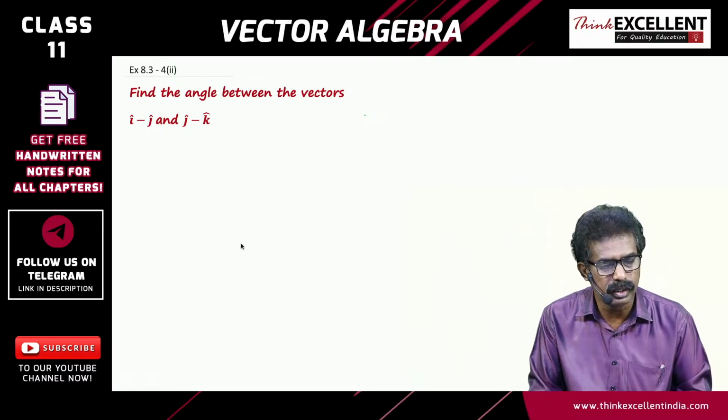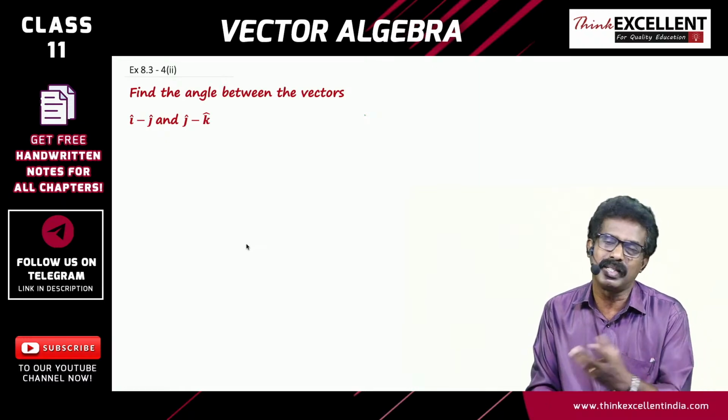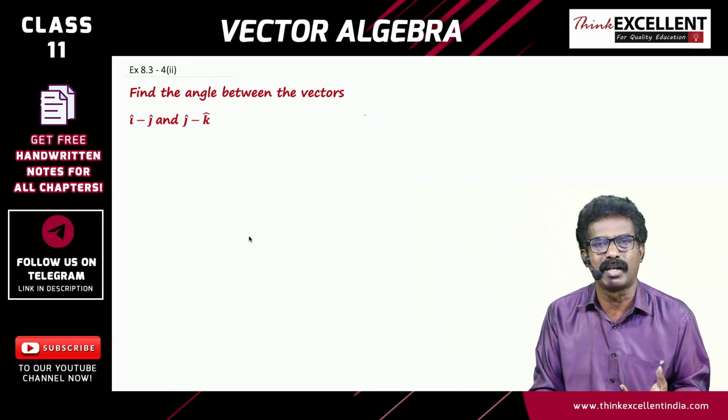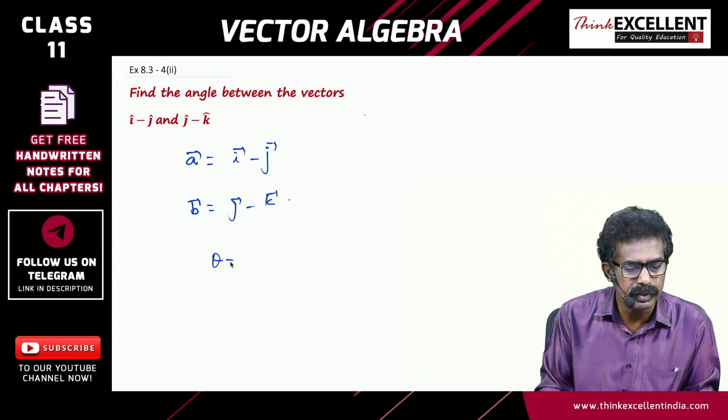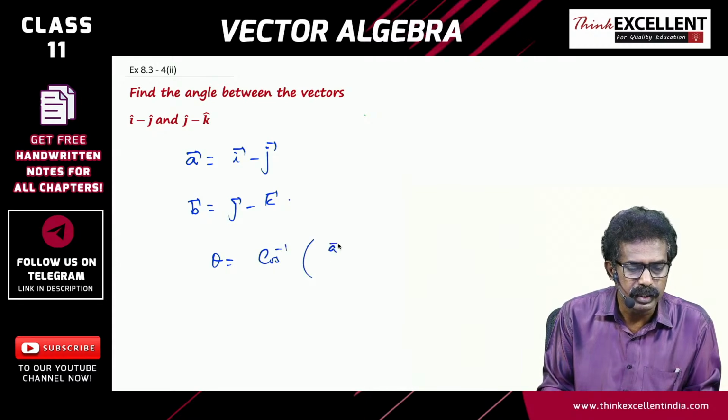Look at this question. Find the angle between them. Very simple thing. Only thing you must know the formula. So the first one, I am taking the first vector as a vector, i vector minus j vector, and b vector is j vector minus k vector, right? Angle between two vectors, the formula is theta equal to cos inverse a dot b by modulus a into modulus b.